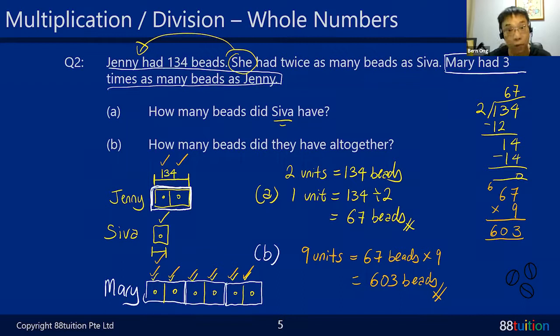How do you get 67 beats? I take 134 divided by 2. Because we are comparing, first thing, Jenny and Siva. Jenny is twice Siva, right? So if Jenny is twice, means she got 2 units. Siva only got 1 unit. And the question says that Jenny has 134 beats. So 2 units of Jenny is 134. Cut into half, 134 divided by 2 is 67. You get that, Juby? Can you try to get 67? All right, very good.